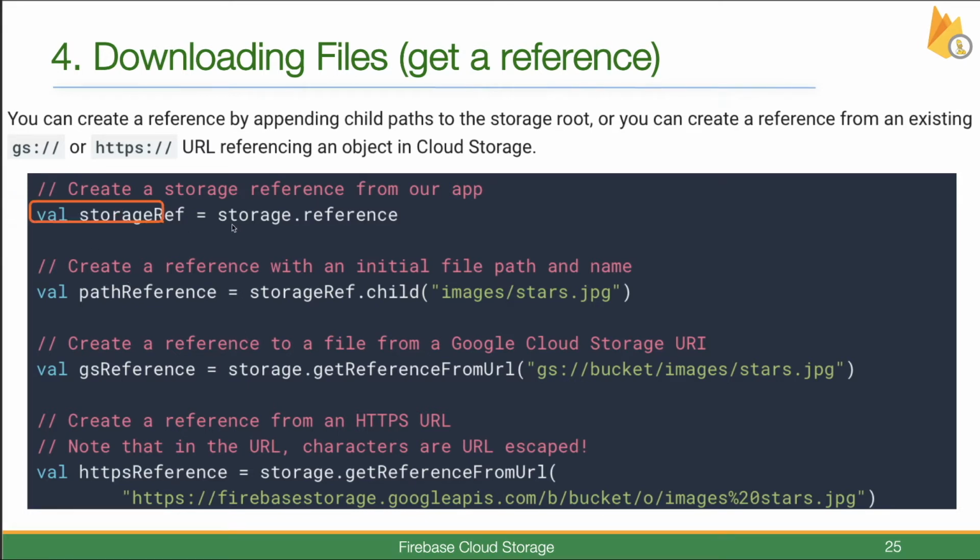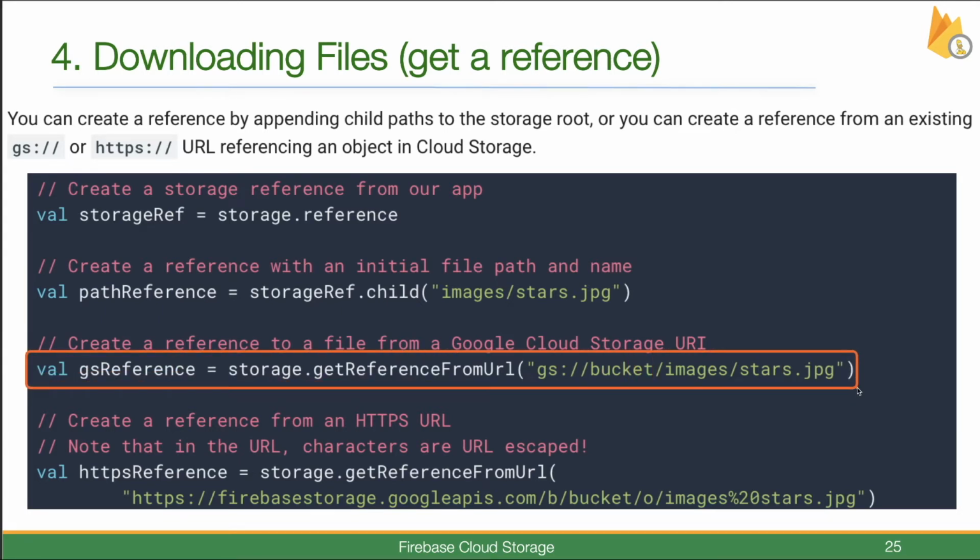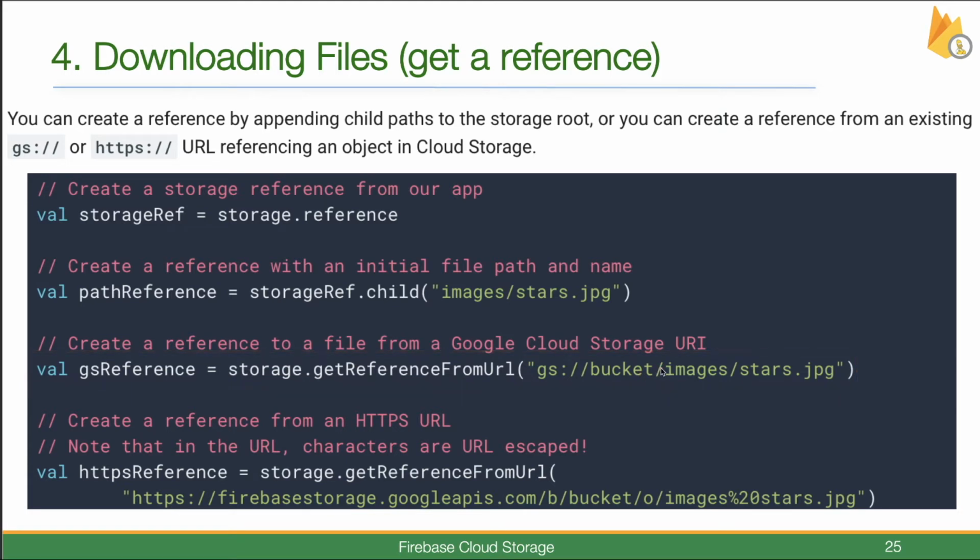We've kind of seen this before. So we get our storage ref. Here we are, the path ref. In this case, we're looking for a stars.jpg inside our images, right? If you want to create a reference to a file from Google Cloud Storage, get reference from URL, so your gs/bucket/images/stars, right? Or you can create a reference from an HTTPS URL.